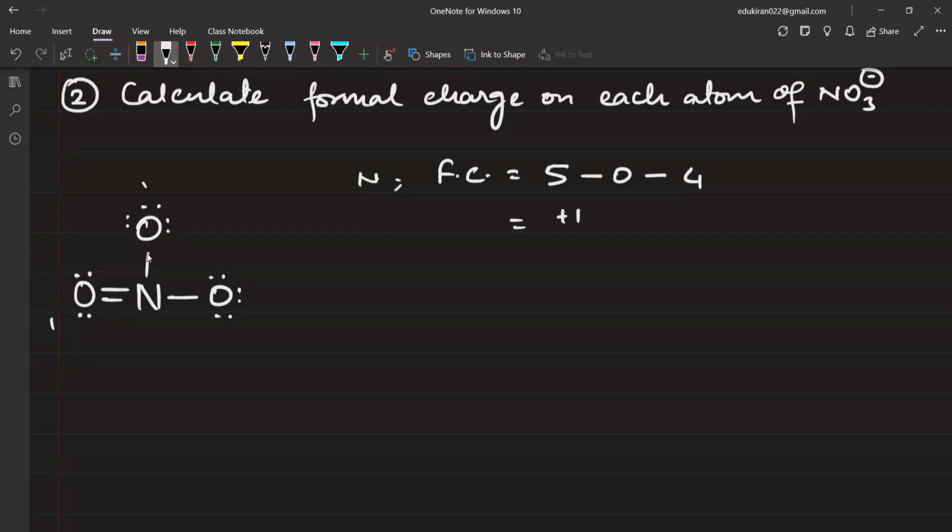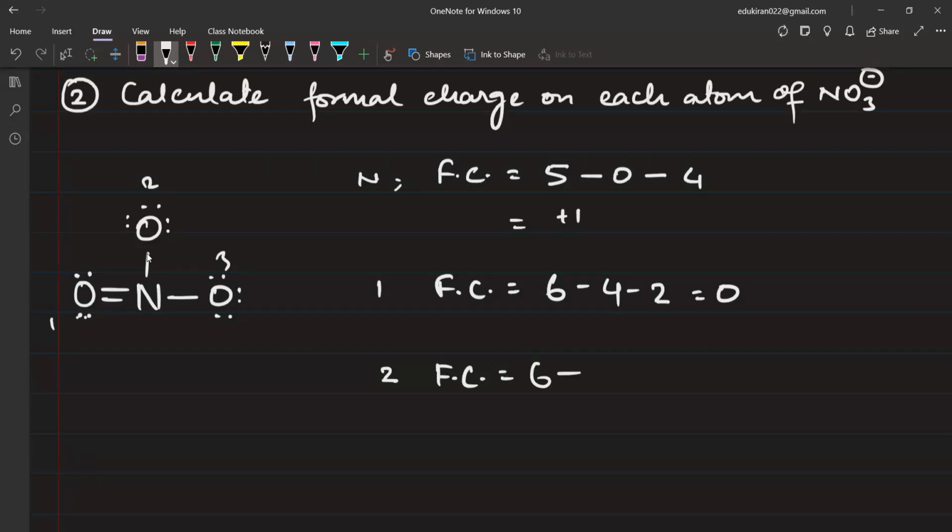Now we have oxygen 1, 2, and 3. For the first oxygen atom, the formal charge is valence electrons 6 minus 4 non-bonded electrons minus the number of bonds, 2, which equals 0. For the second oxygen atom, total valence electrons is 6 minus 6 lone pair electrons minus 1 bond, so 6 minus 6 is 0, minus 1. For the third, the formal charge is 6 minus 6 minus 1, again equal to minus 1.